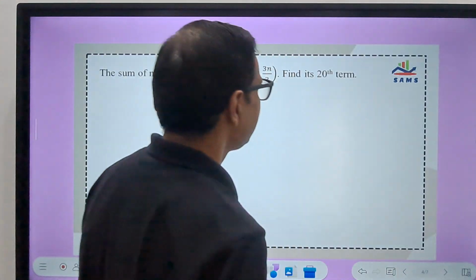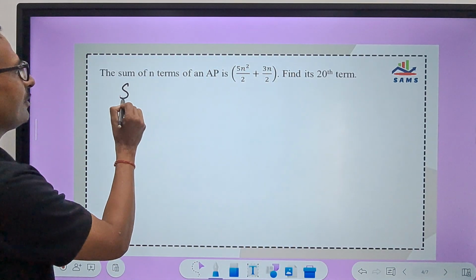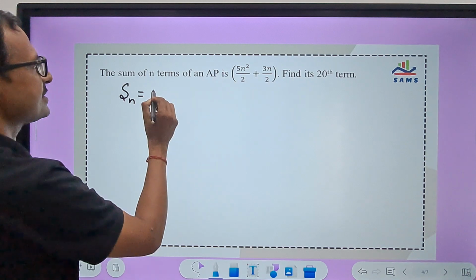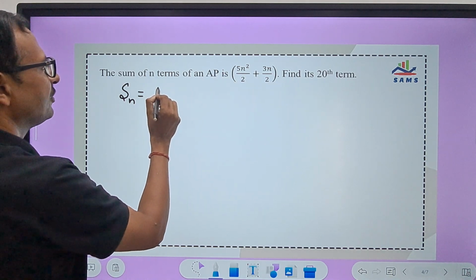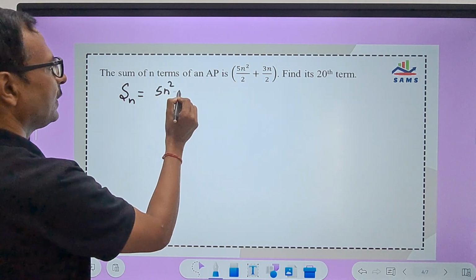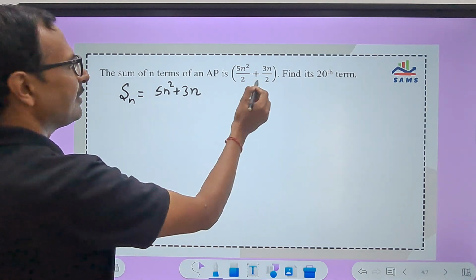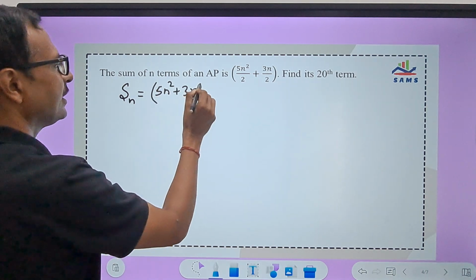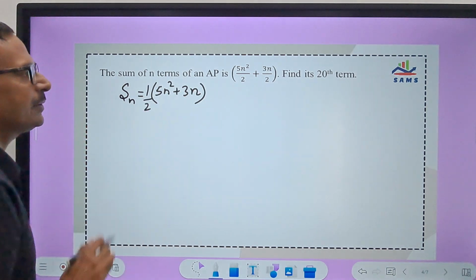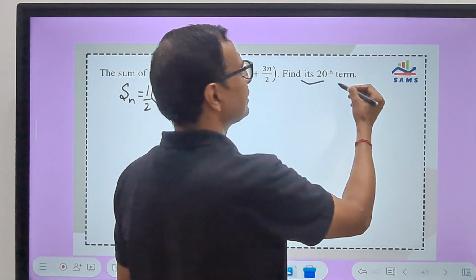Next question is again a previous year question where sum of n terms is given by this. So I can write it as 5n square plus 3n, and divide by 2 is common, right? So I can write half of this. Okay, and now we need to find the 20th term.